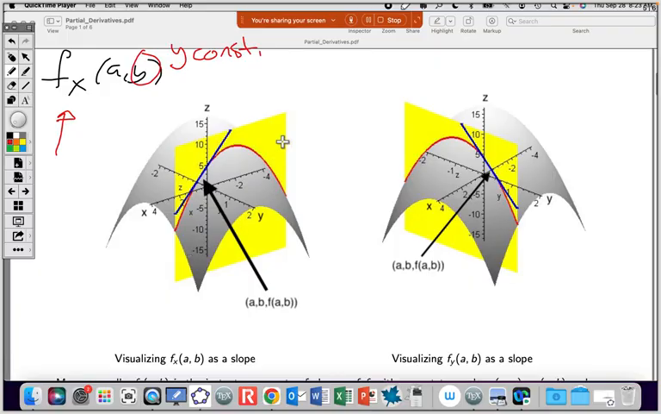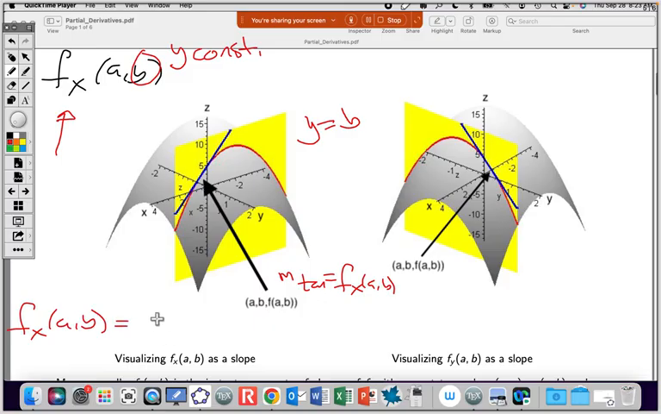So a way to visualize this is if we look at y equals b, that plane, and we slice the surface with y equals b, we're going to get a curve. And at the point, the slope of this tangent line here is going to be your fx. So we can think of fx at (a, b) as the zx slope.